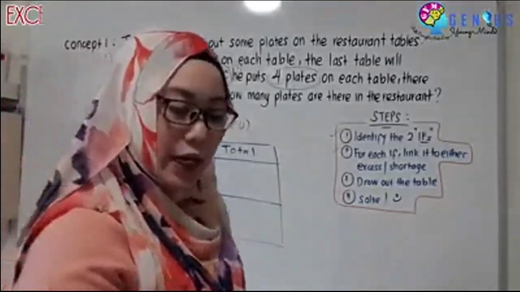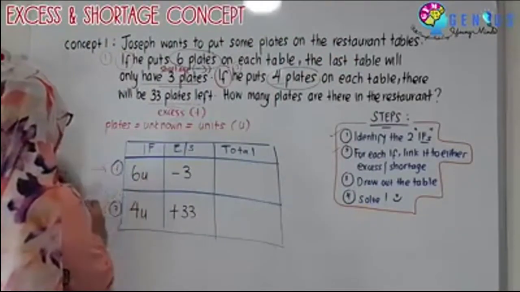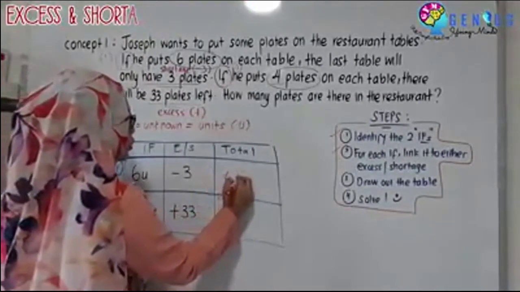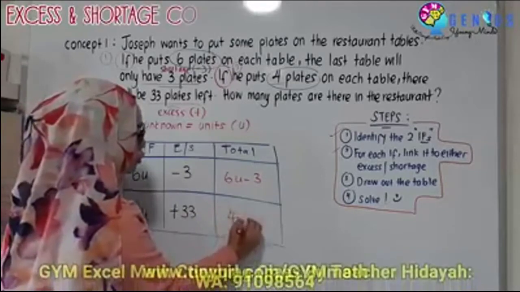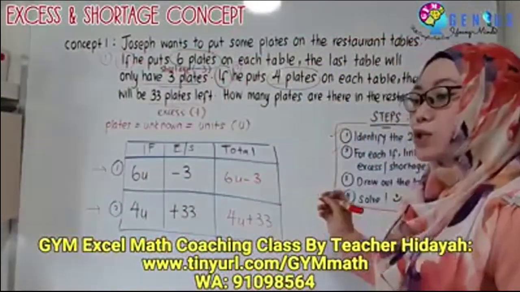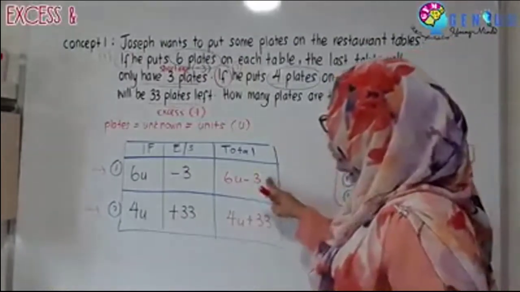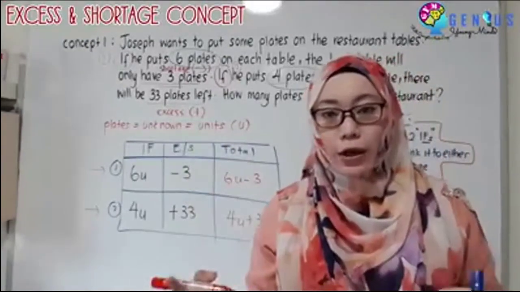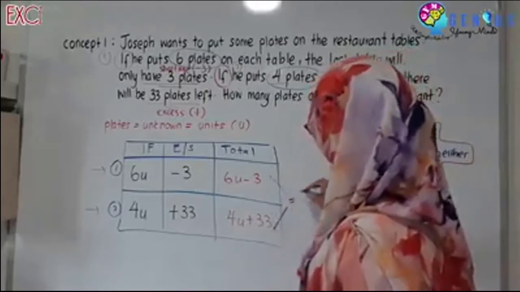Now very easy. How do we solve this? We solve it by looking row by row. Row 1, the total is actually 6U minus 3. Row 2, the total is 4U plus 33. So now what do we do? We have to know that the total for the first if and the total for the second if are talking about the same thing. They are talking about the same plates, which means they are actually equal.